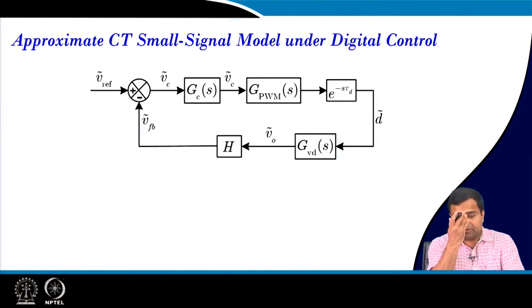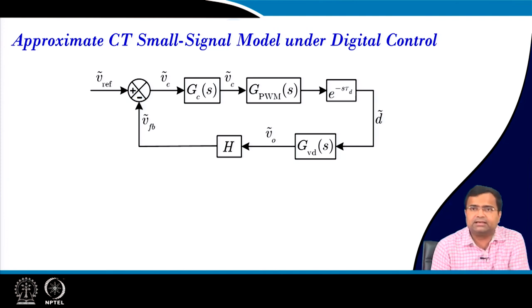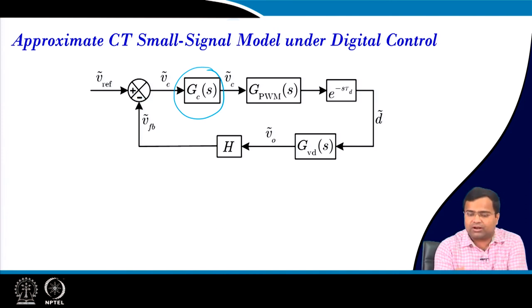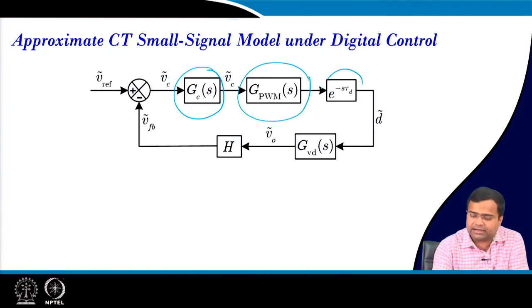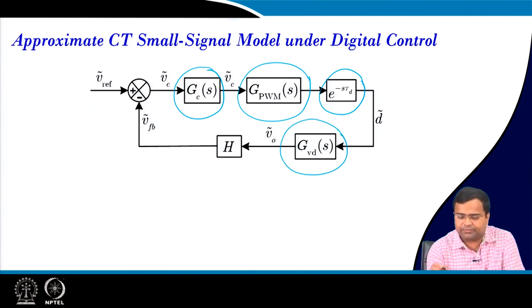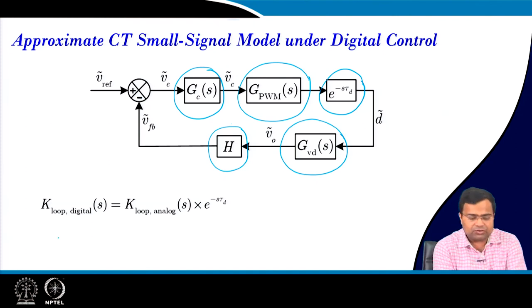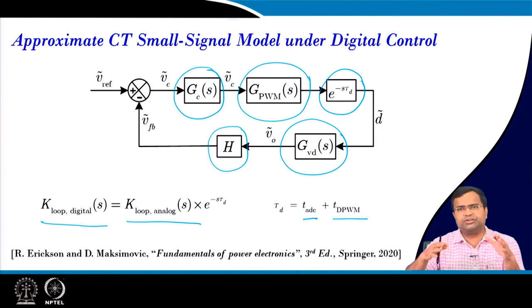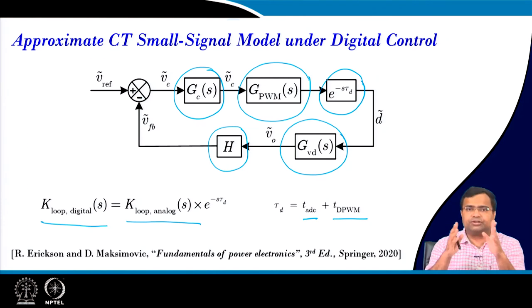So the continuous time small signal model under digital control can be approximated as follows. If we ignore the delay, we are talking about the equivalent analog controller. Then there is the PWM modulator transfer function, this is the total loop delay, then this is the control to output transfer function, and this is the feedback gain. And what is the total loop delay? The digital controller loop transfer function will be the same as the analog controller loop transfer function multiplied by the delay, and the delay will be the ADC delay plus the DPWM delay, and under trailing edge modulation TDPWM is nothing but D into T. This approximate result will work reasonably fine, and we will show this when we compare the transfer function using this approximate continuous time model with the transfer function using the exact discrete time model. This preliminary model is also described in detail in this book.